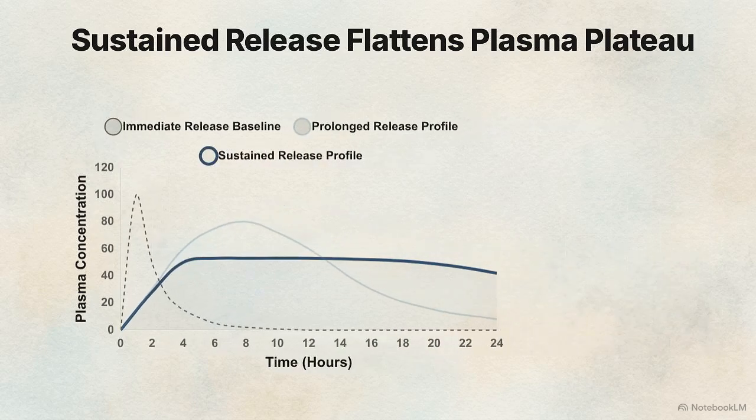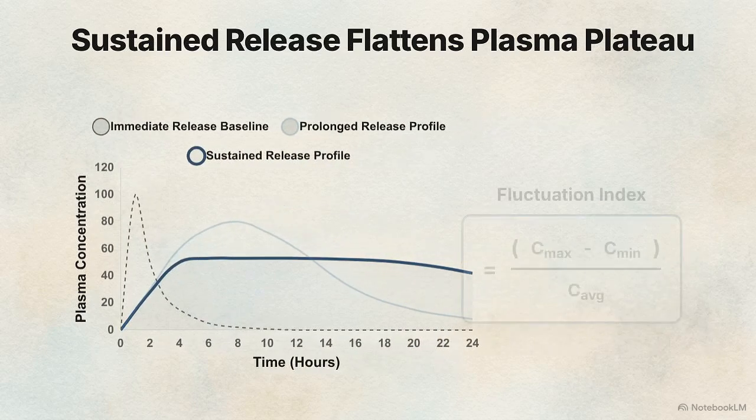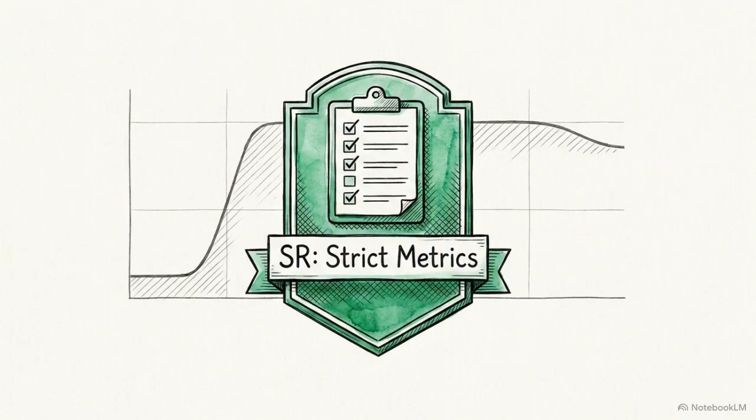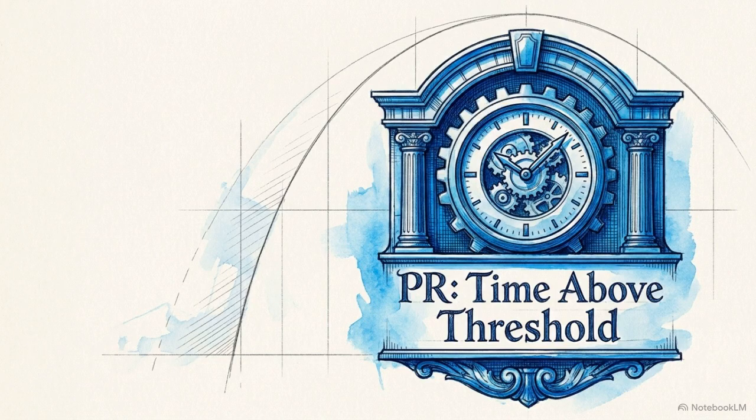Regulators formalize the requirement for this steady plateau through a specific metric called the fluctuation index. It is calculated by subtracting the minimum concentration from the maximum concentration, divided by the average concentration. Regulatory agencies mandate that products claiming sustained release explicitly prove a demonstrably lower fluctuation index compared to the immediate release baseline. Prolonged release claims, however, are exempt from this strict metric.